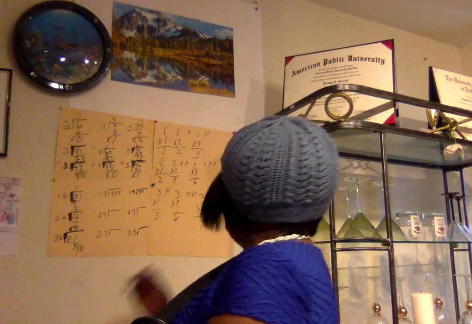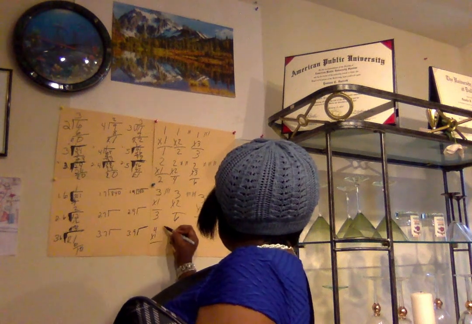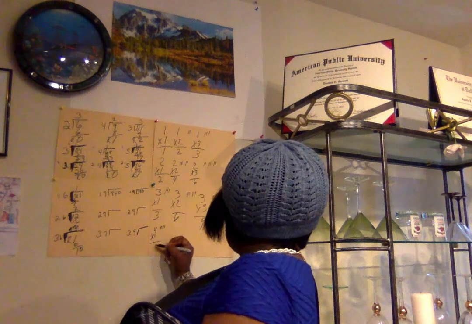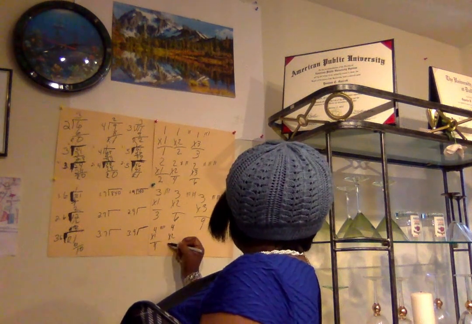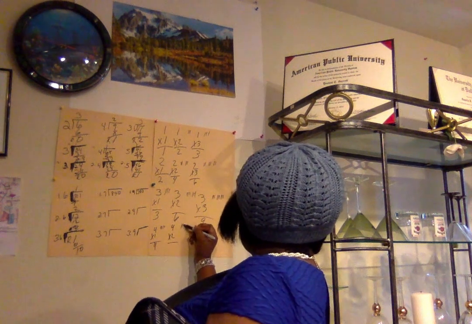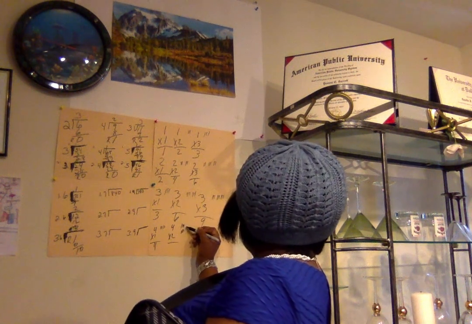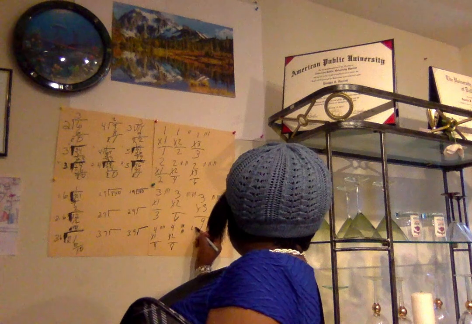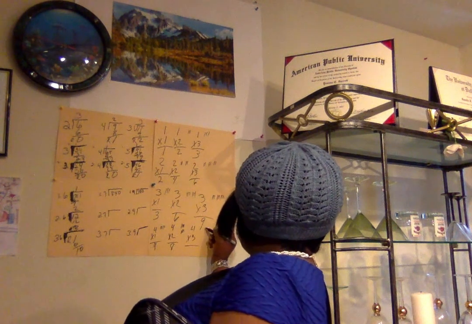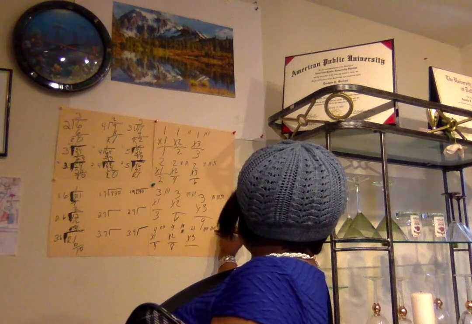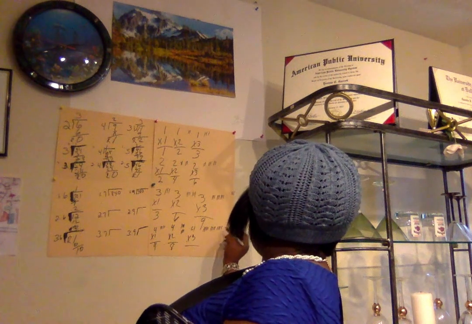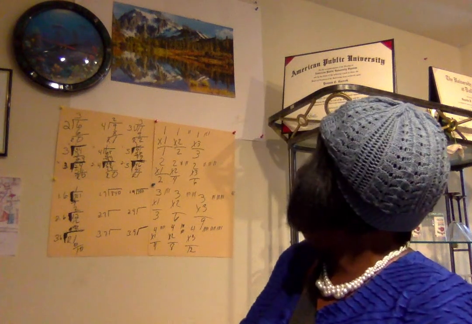4 times 1. 4 ones is what? 4. 4 times 2. So you got 2 sets of 4s. 1, 2, 3, 4, 5, 6, 7, 8. So 4 times 2 is what? 8. 4 times 3. You got 3 4s, 3 sets of 4s. So 1, 2, 3, 4, 5, 6, 7, 8, 9, 10, 11, 12. So 4 times 3 is what? 12. Okay, now we're going to go and divide.